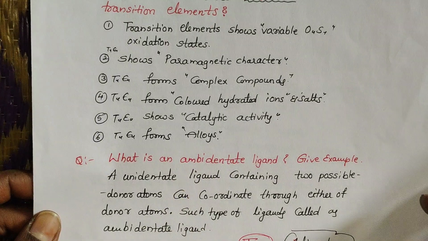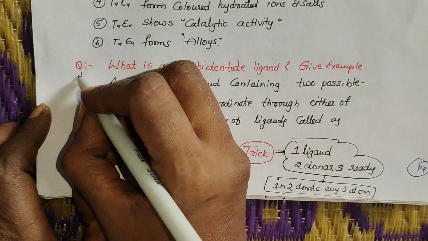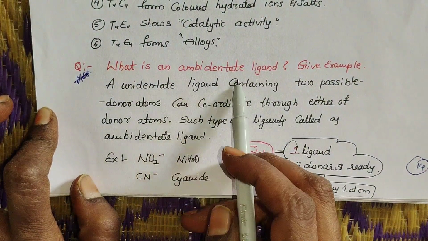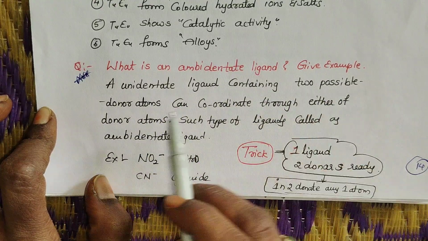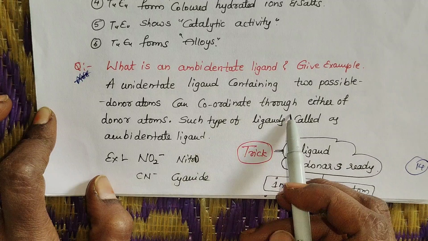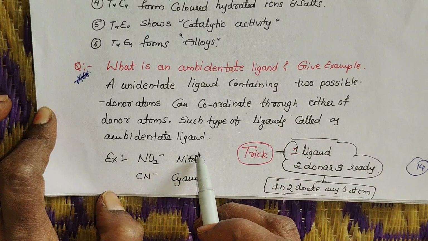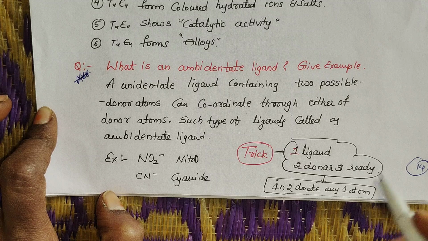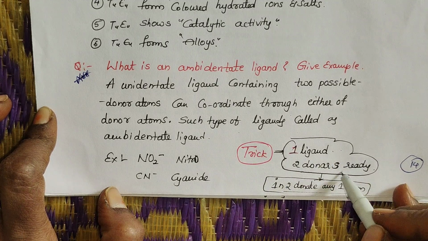Next question: what is an ambident ligand? Give an example. It is a very important question, and at the same time easy also. An ambident ligand is a unidentate ligand containing 2 possible donor atoms, which can coordinate through either of the donor atoms. Such ligands are called ambident ligands. For example, cyanide CN minus and nitro NO2 minus. Ambi means both conditions. The trick: one ligand but 2 donors are ready.